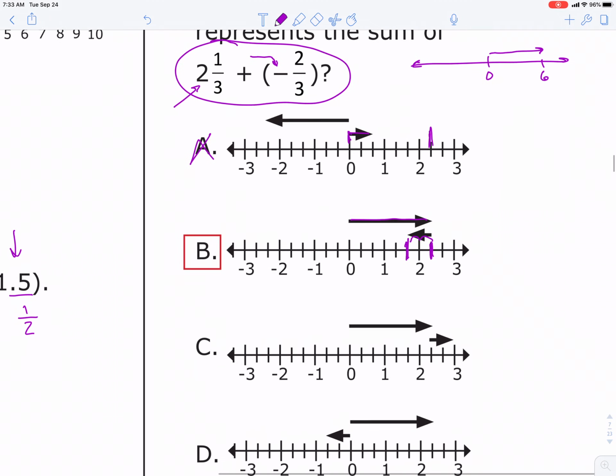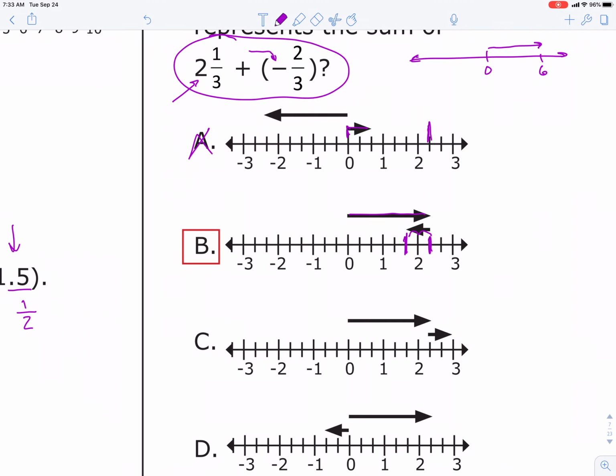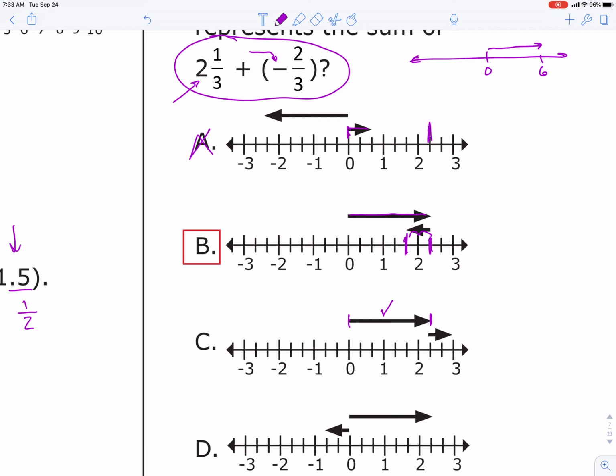Let's check the other ones. We start at 0 and it goes to 2 1/3, so that's okay. So that's good. And then once I'm here, at 2 1/3, it goes that way again. That doesn't work because they're just adding.